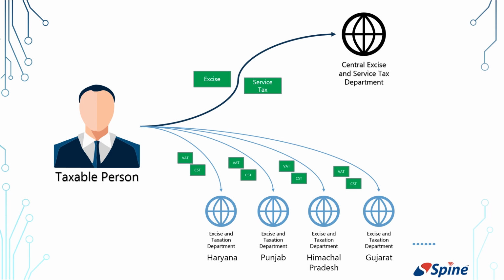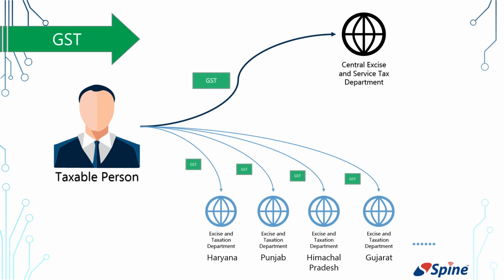To simplify this, GST, that is Goods and Services Tax, was introduced. This meant that all the existing taxes, be it excise, service tax, VAT, CST, or any other indirect tax, would no longer be valid. And all of them would be replaced with a single tax, that is GST.